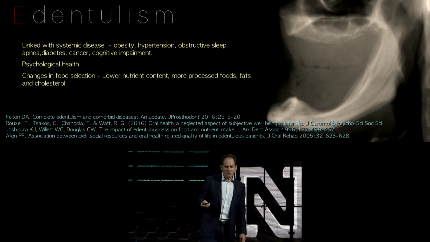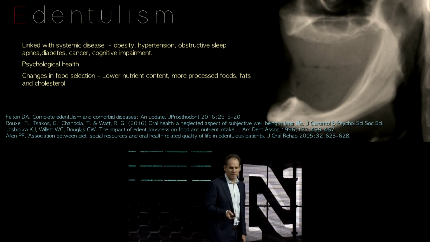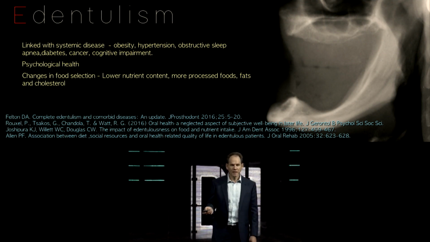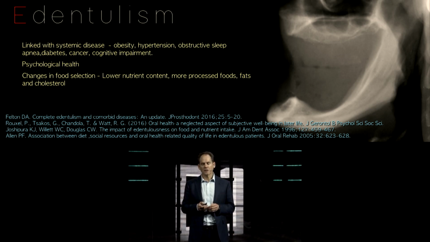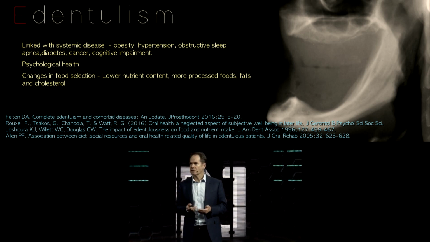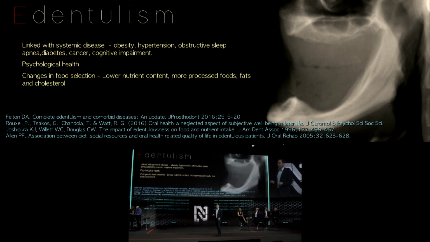Edentulism is linked with systemic disease, things like obesity, hypertension, obstructive sleep apnea, etc., etc. The edentulous state affects people's psychology, and so it changes their food selection as well. They tend to eat more processed foods and things that are not really that good for them. So that affects their health.